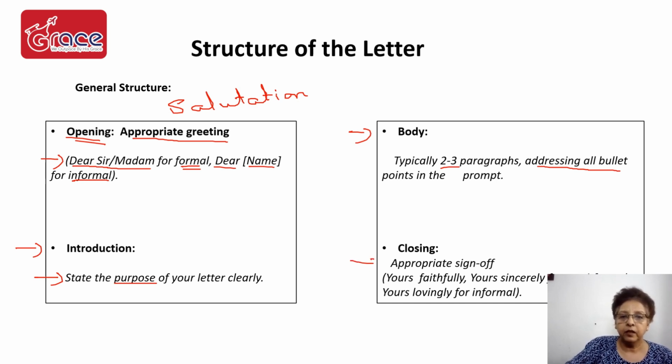And then we write the closing sentence. For example, you would say, I hope to hear from you soon, or hope to see you soon, something like that. It's like a conclusion. You're just giving the information that you're done with whatever you had to write and now you're concluding your letter. And then you would have an appropriate sign off.